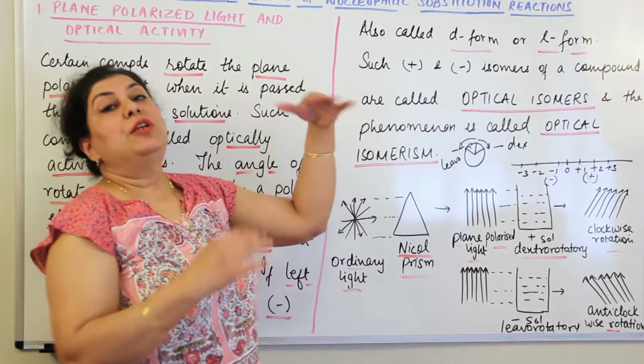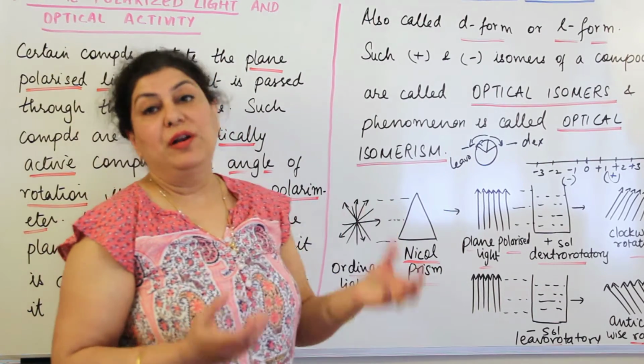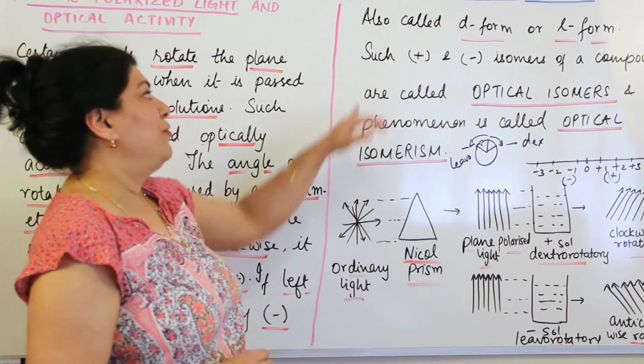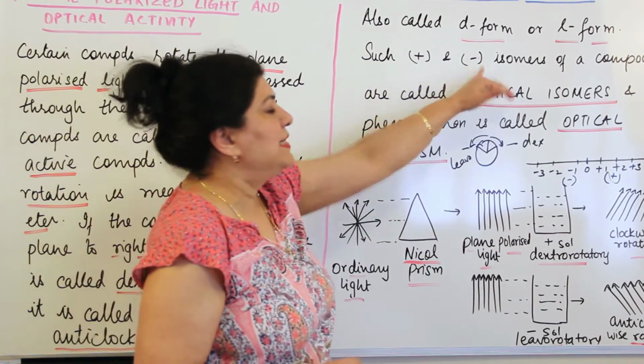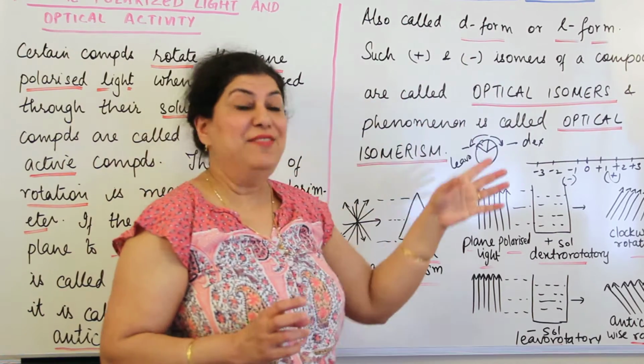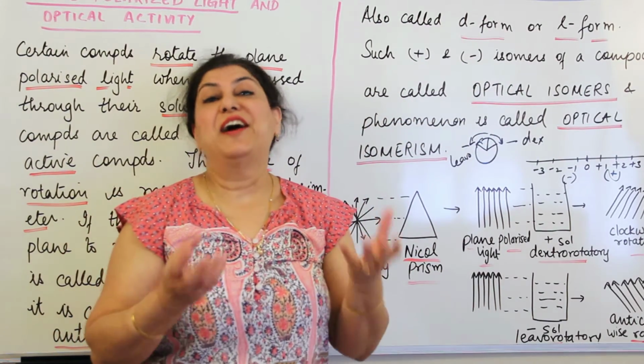These are also called the D form and the L form. D stands for dextro and L stands for levo. So the D is dextrorotatory form, L is levorotatory form. And such positive and negative isomers, positive being dextrorotatory and negative being levorotatory isomers of a compound, are called optical isomers.